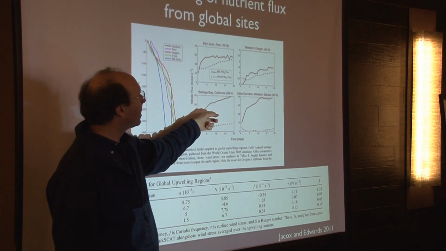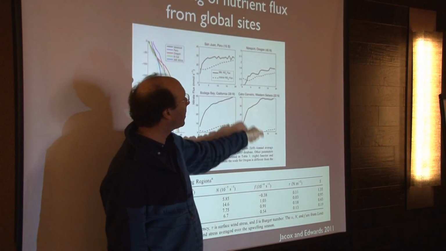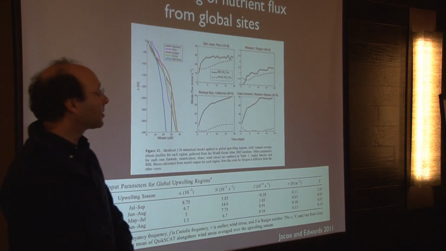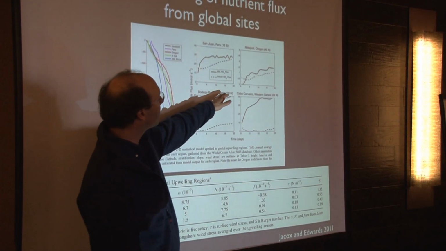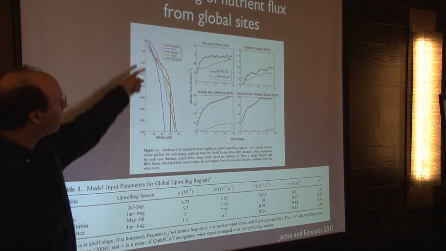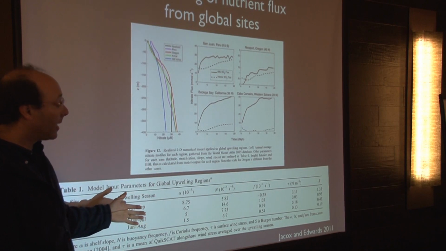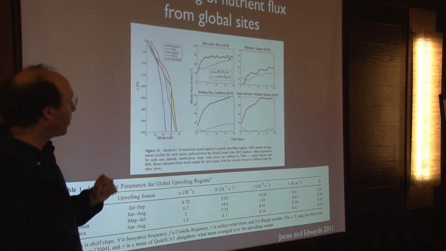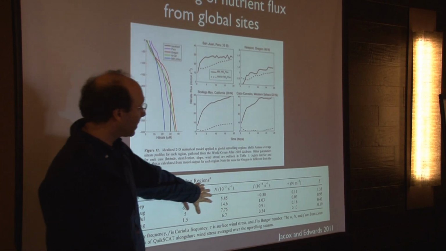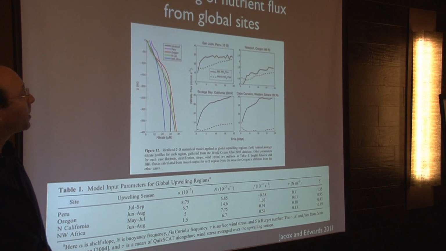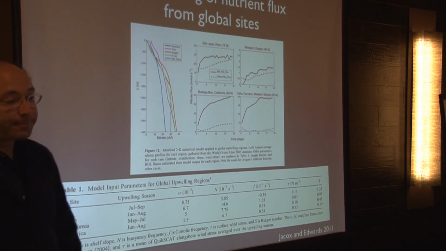But in contrast, Northern California and Northwest Africa showed very substantial enhancement to the nitrate flux by the bottom boundary layer. To some extent, this is driven by the vertical profiles of nutrients, and Francisco earlier was showing the high nitrate concentration in the Peru upwelling system, and to some extent, it's then driven by these physical controls, the physical properties in the different regions.